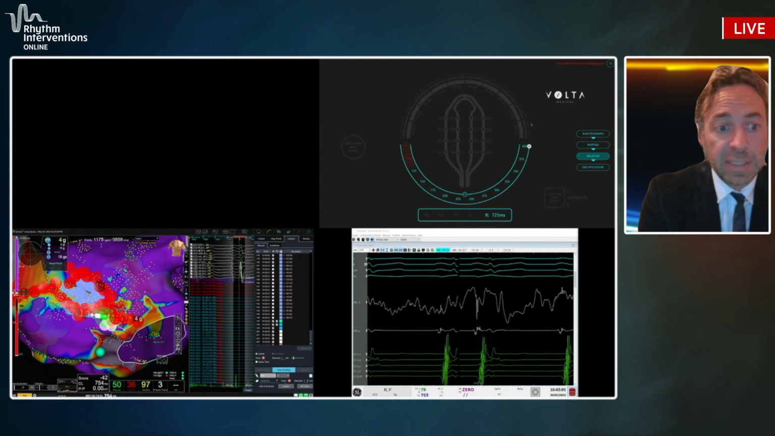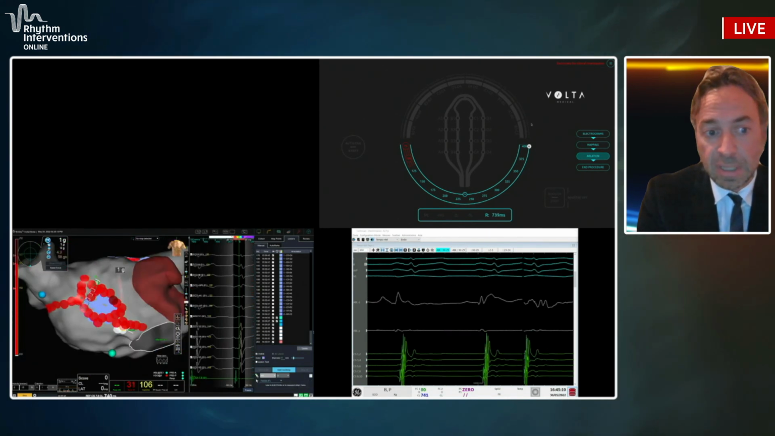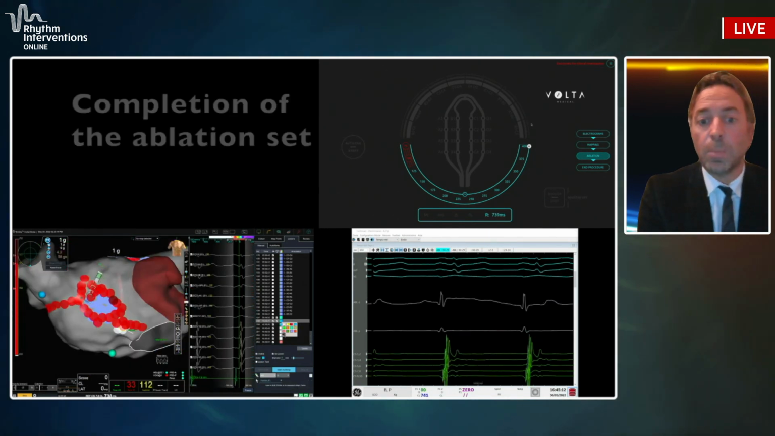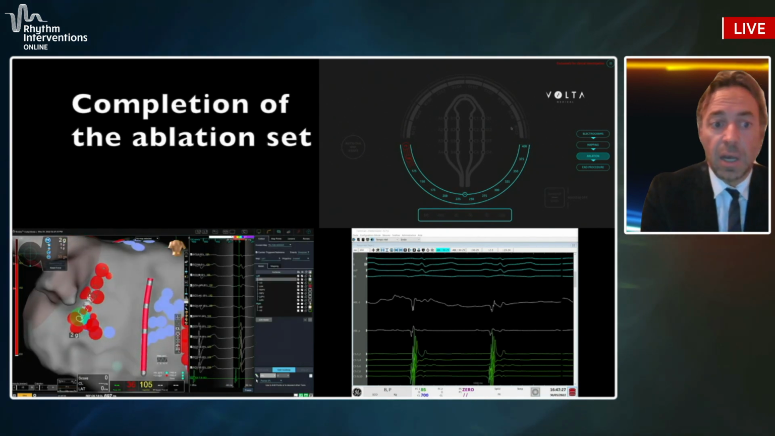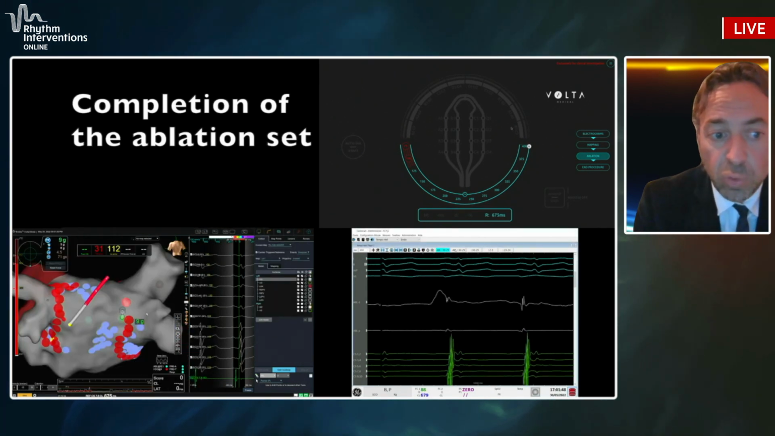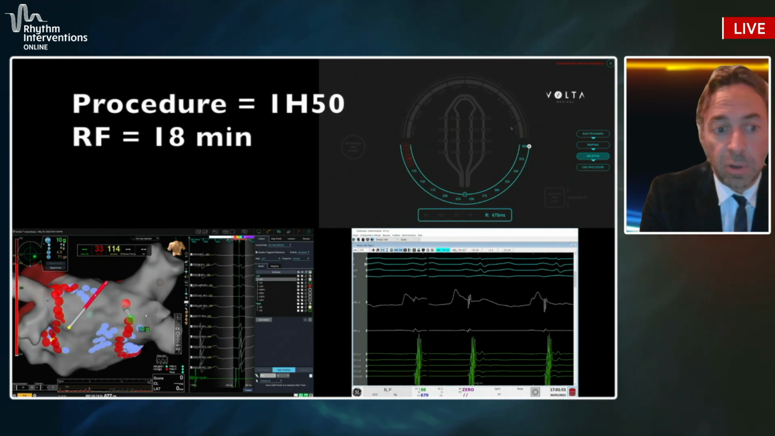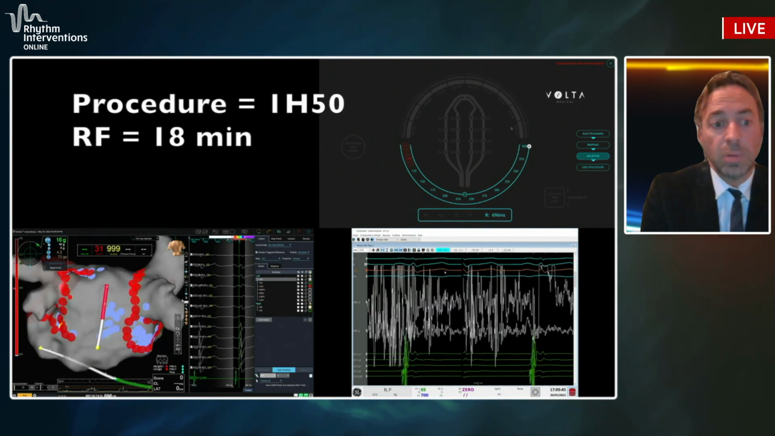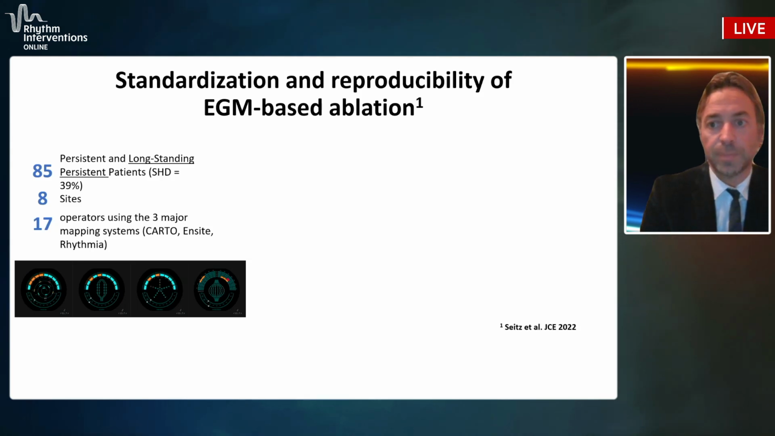So at this step, it is not completely over. We have to complete our ablation set. So we have to complete the ablation of the blue cluster, of the blue dots cluster, and of course, finalizing the PVI. And you can see it's a less than 2-hour procedure for an 8-month persistent AF. And what is for me very interesting is that we have understood what we did. We have organized AFib into a macro reentry and then ablated this macro reentry.